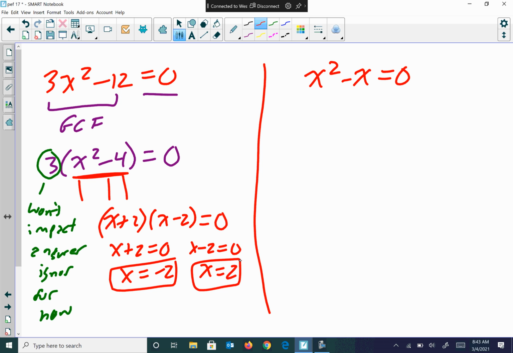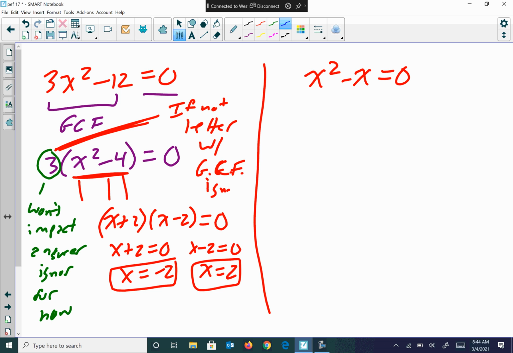So that one kind of just has a little extra something in there to note. If there's not a letter with the GCF, greatest common factor, then ignore that number. Okay? Okay. Seem to be going okay.